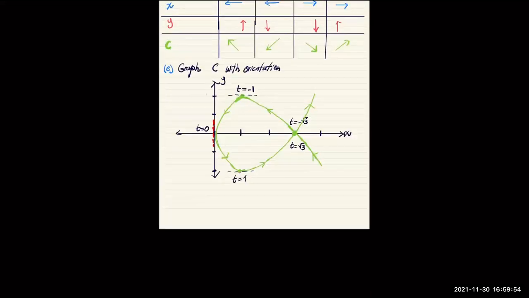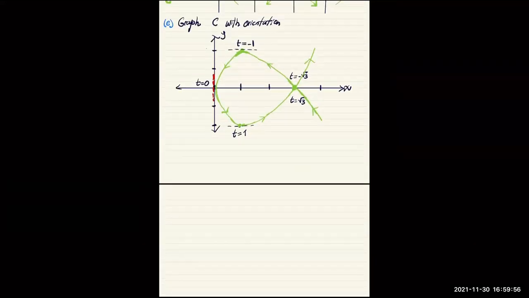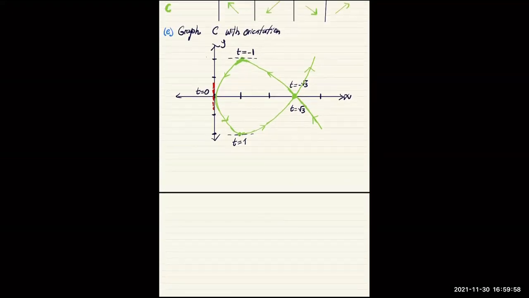All right, cool. So let's move on from graphing and talk about distance. Yes, arc length.